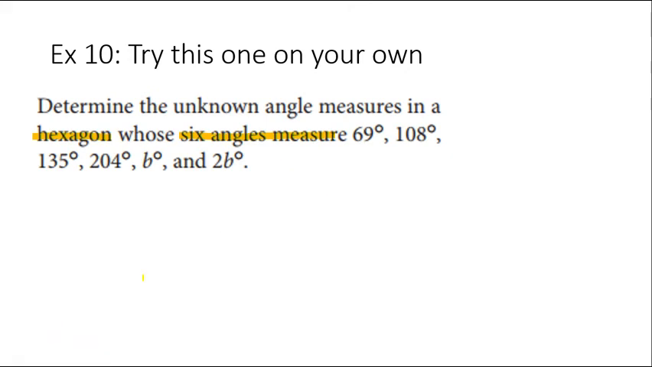And then here they give you 1, 2, 3, 4, 5, and then 6. So you have the 6 angles. You want to add up the 6 angles and set it equal to your interior angle measure. And then what you're doing here is solving for the value of B. Okay, so again, try this on your own. Take a few moments on it, and then show me your work when you're done.